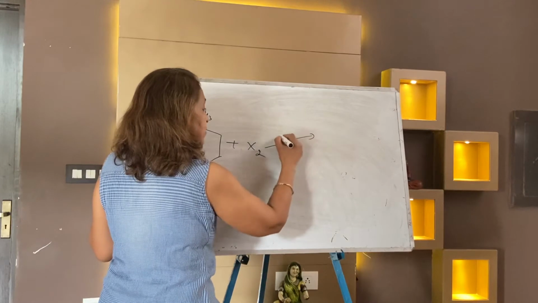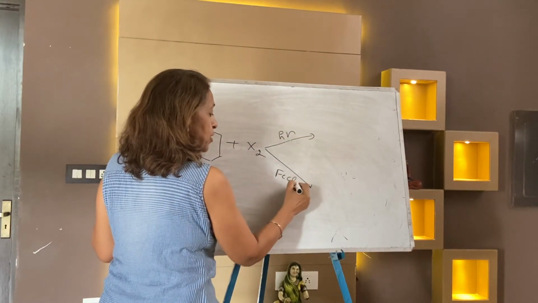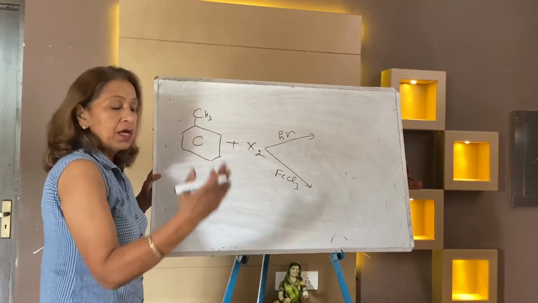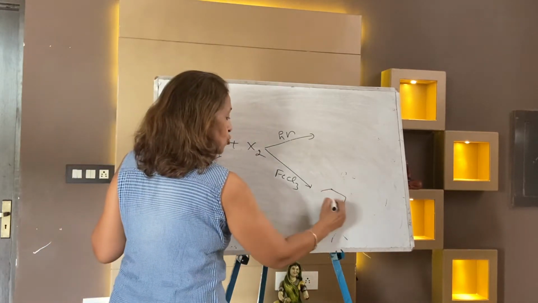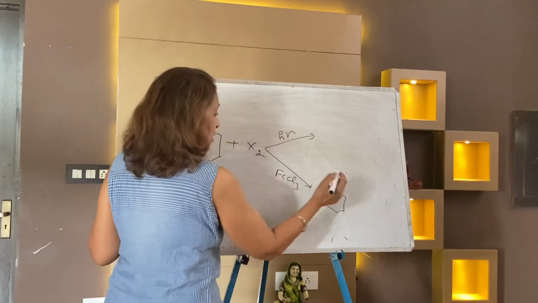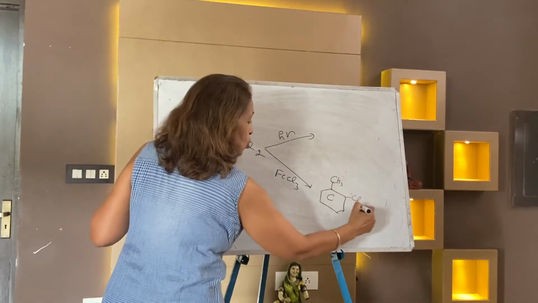presence of sunlight and in the presence of FeCl3. Very important question it is. In the presence of sunlight, it is a free radical substitution. In the presence of FeCl3, it is the electrophilic substitution reaction. So your reactants are toluene and halogen, or you may call it chlorine. It's chlorine, ortho and para directing.